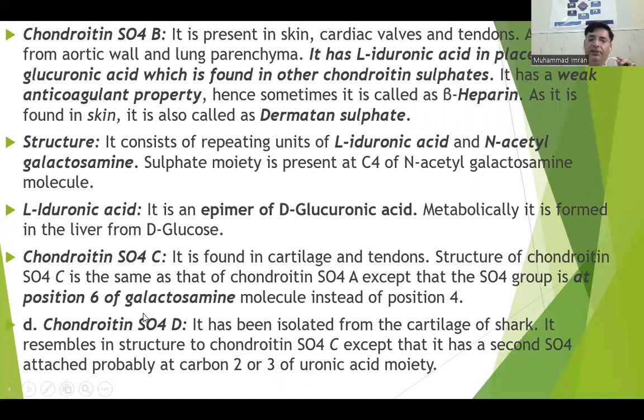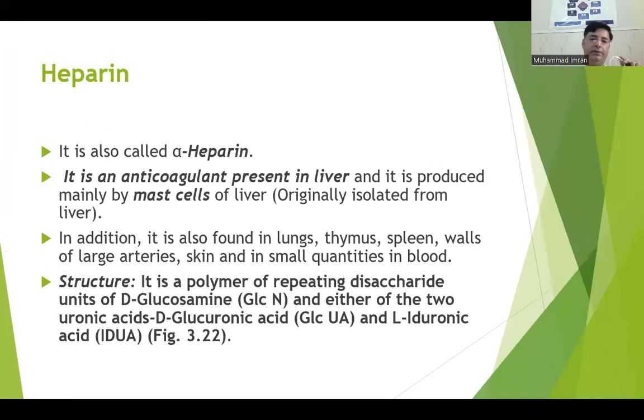Then chondroitin sulfate type D, which is only present in the cartilage of a shark, a fish. So its structure is similar to type C, but the difference is that glucuronic acid contains a sulfate group at carbon number 2 or 3. Then we have heparin. Heparin is also known as alpha heparin because it contains only alpha 1,4 glycosidic linkage.